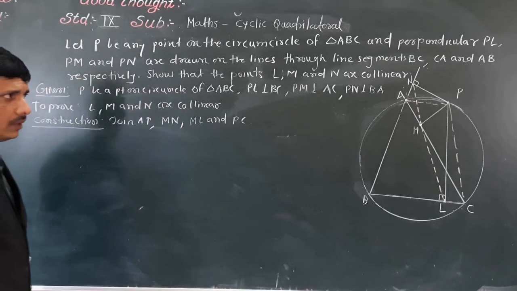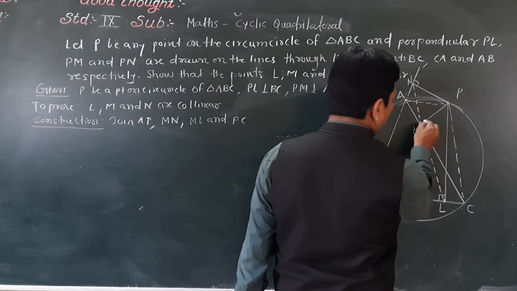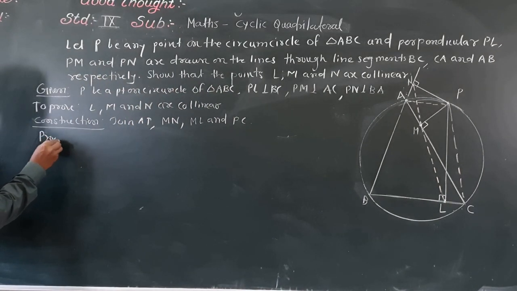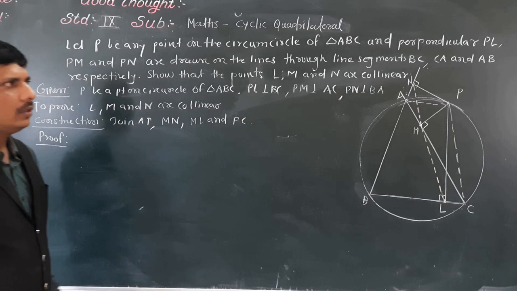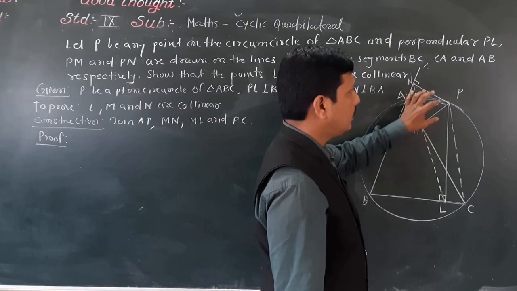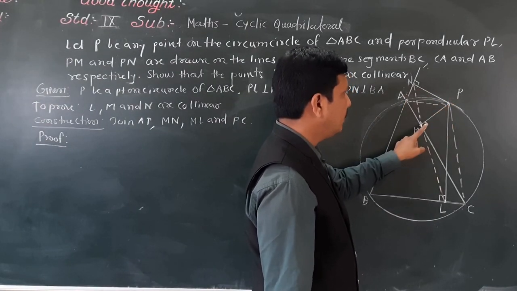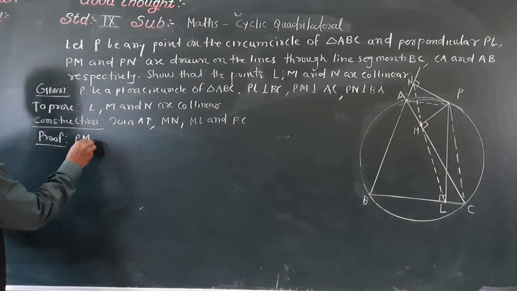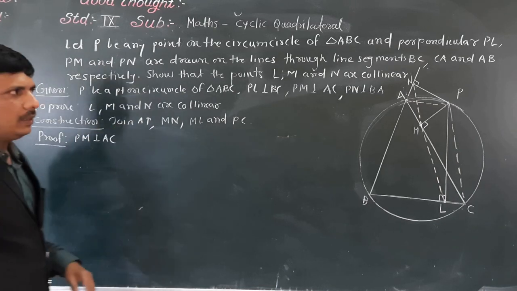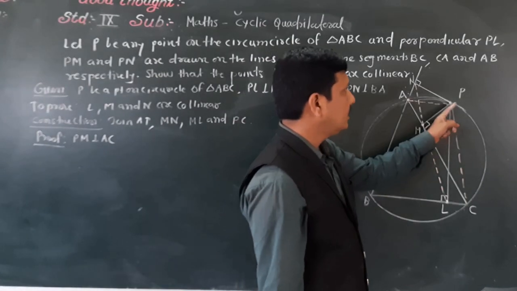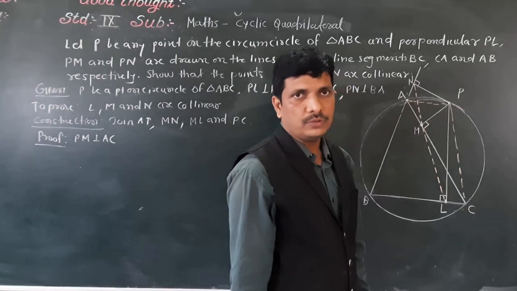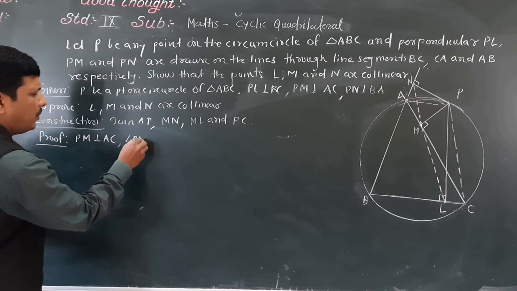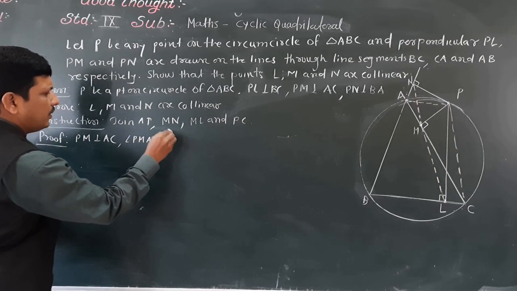Now we are going to see the proof. In the proof, first we are going to think about a quadrilateral. Before that, see here, PM is perpendicular to AC, that is given. If PM is perpendicular to AC, then we can say angle PMA is equal to 90 degrees because it is perpendicular.